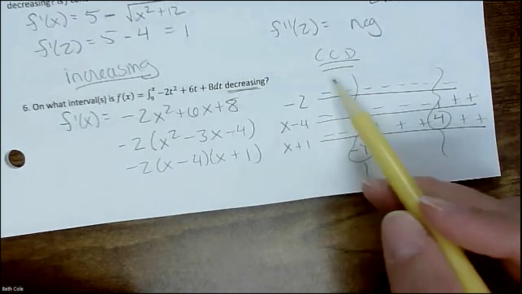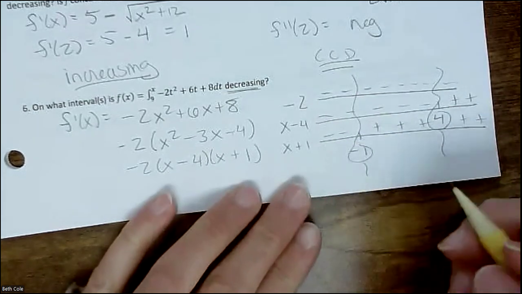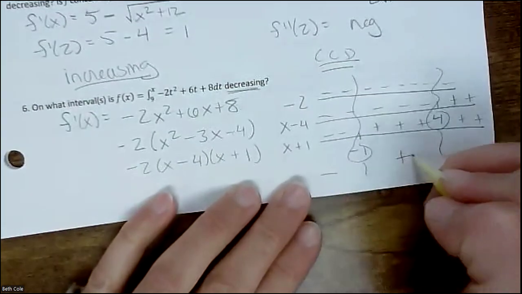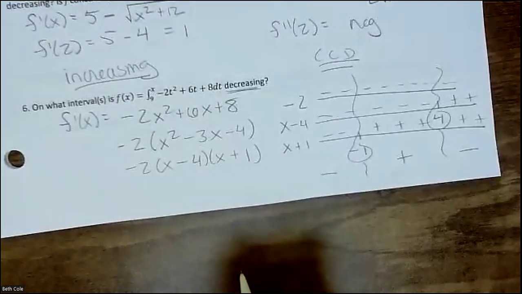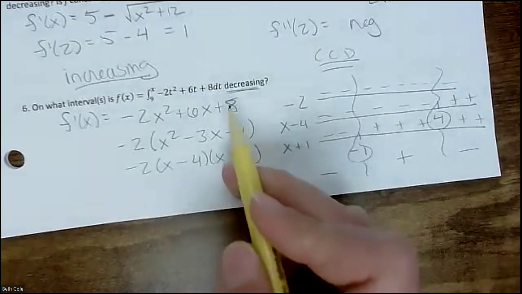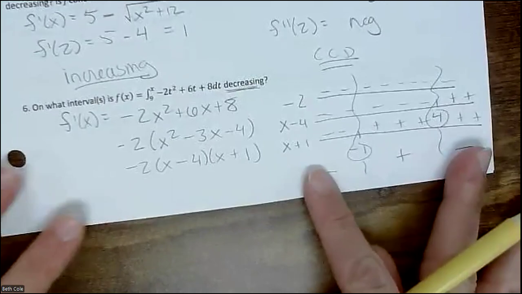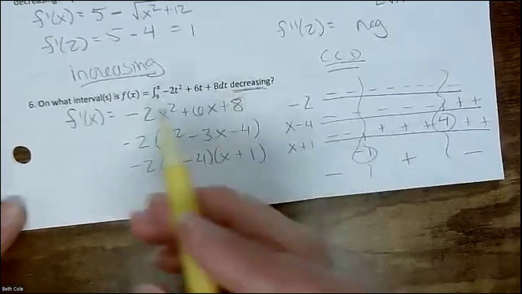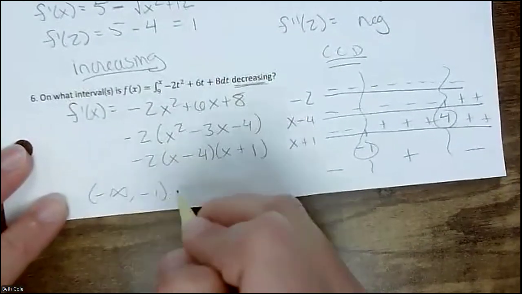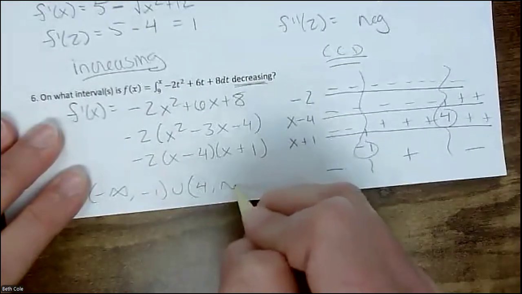So what's your overall sign for the first section? Negative, positive, negative. I forgot what the question was asking for. Decreasing, that would be these 2 sections, the negative sections. So -infinity to -1, union 4 to infinity.